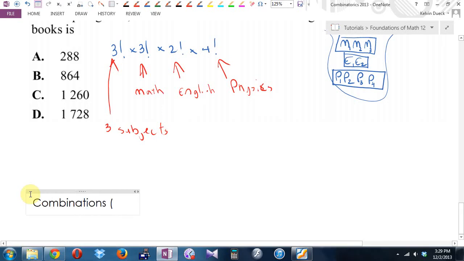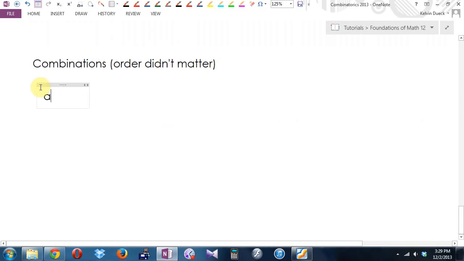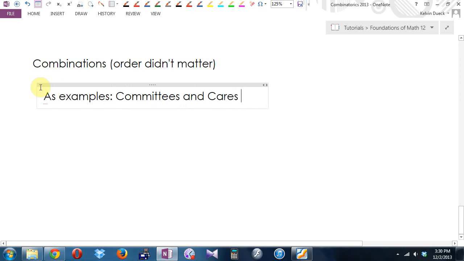Then we got into combinations. Order didn't matter. How could you tell that order didn't matter? As examples, you know what? Let's make it emphasis. Committees and cards are combinations.